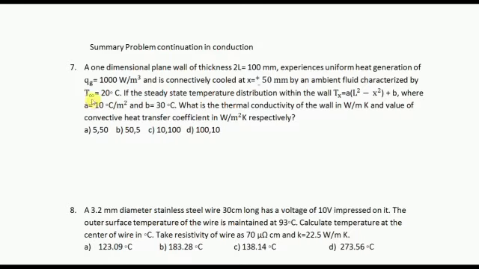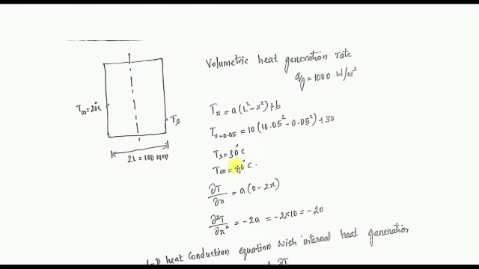So the ambient temperature is given, and the steady state temperature distribution profile is given, and in that profile the A and B values are given. Now what they are asking you to find out is the thermal conductivity of the wall and the value of the convective heat transfer coefficient H. So now you know that this is a plane wall.